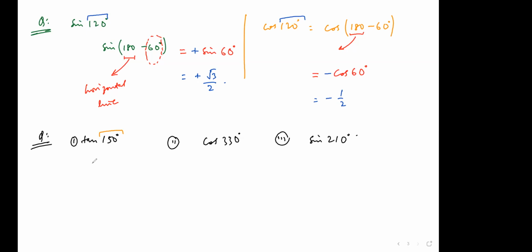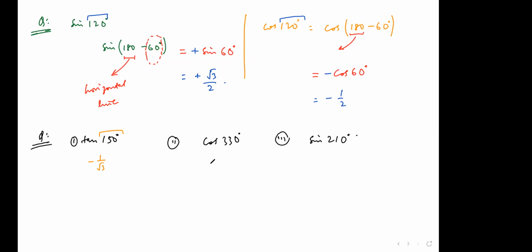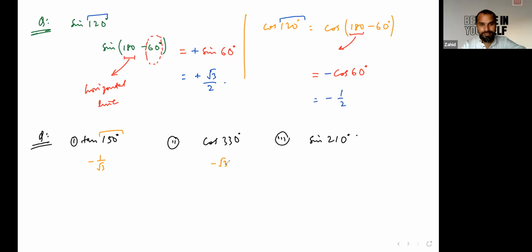Minus 1 by root 3. Second one, minus root 3. Okay. Third one, minus 1 by 2.